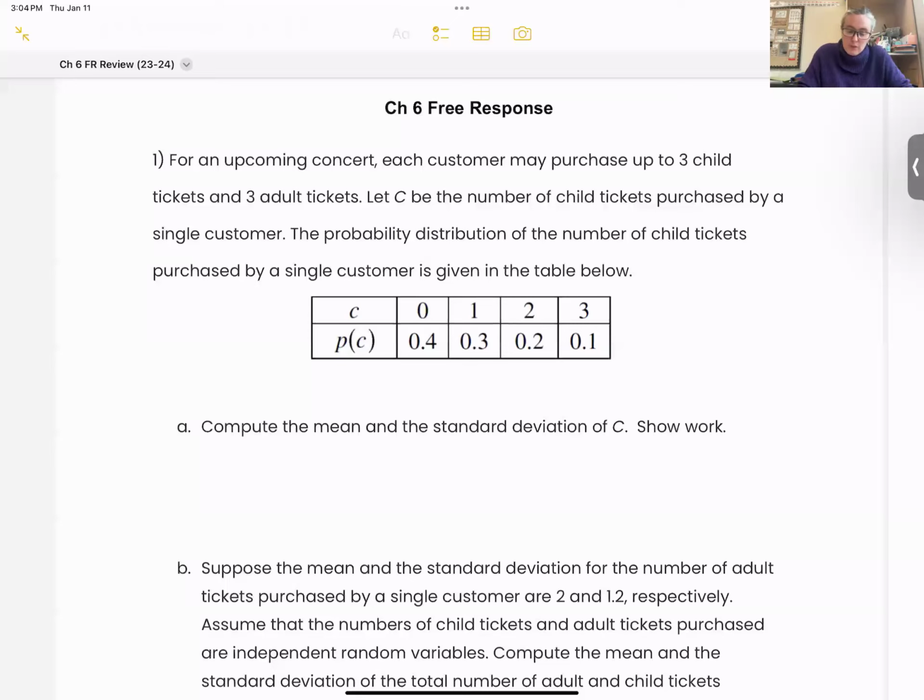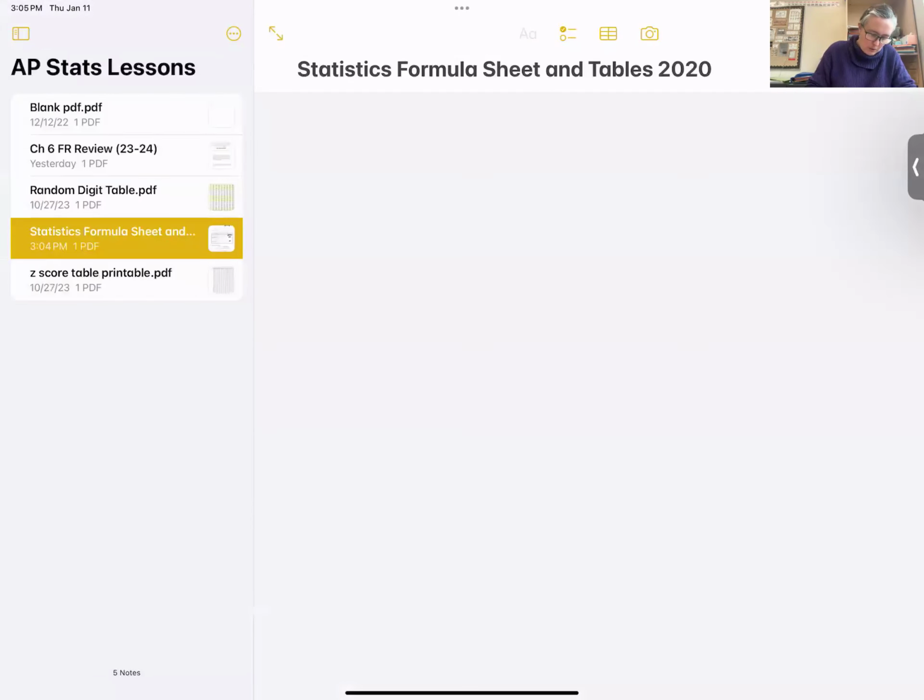All right, so this first problem, the main thing to look at to start off with is to notice that it's not binomial. There are not only two options. So this is a generic random variable. We cannot use any of our binomial tricks for this.